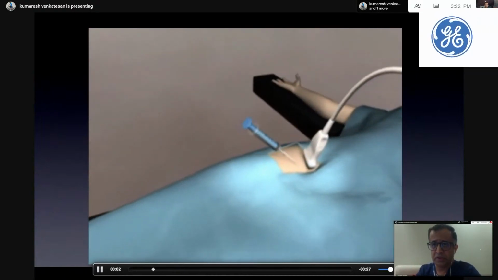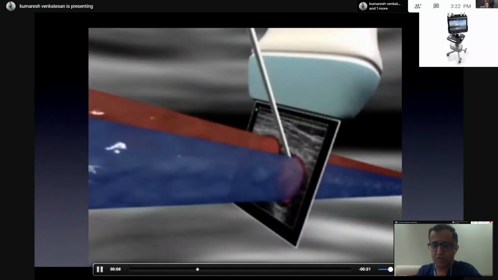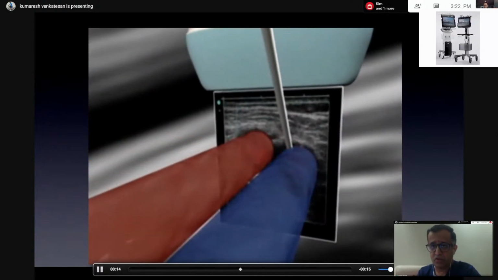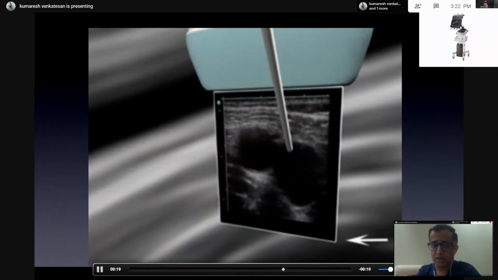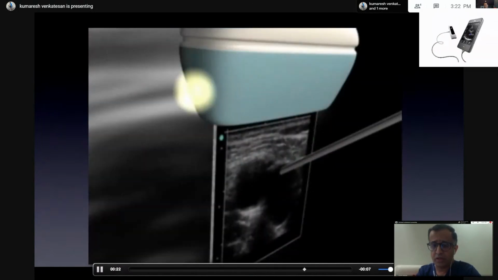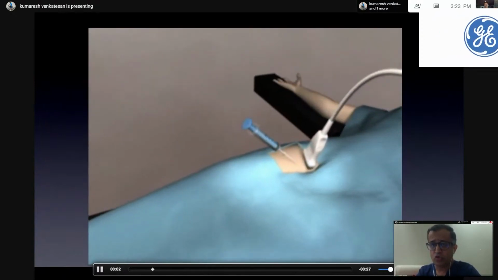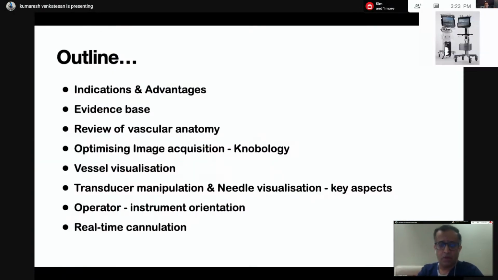So make sure you orient the probe so that you can see what you conceptualize in your mind, especially when you're standing at the foot end of the patient and performing. This is the image you would want to see on the screen. Why is it important? When you're doing real-time cannulation, having the correct orientation is vital when you are manipulating and advancing the needle, in order to minimize the mechanical complications. Okay, so that's about setting the machine and optimizing the images.